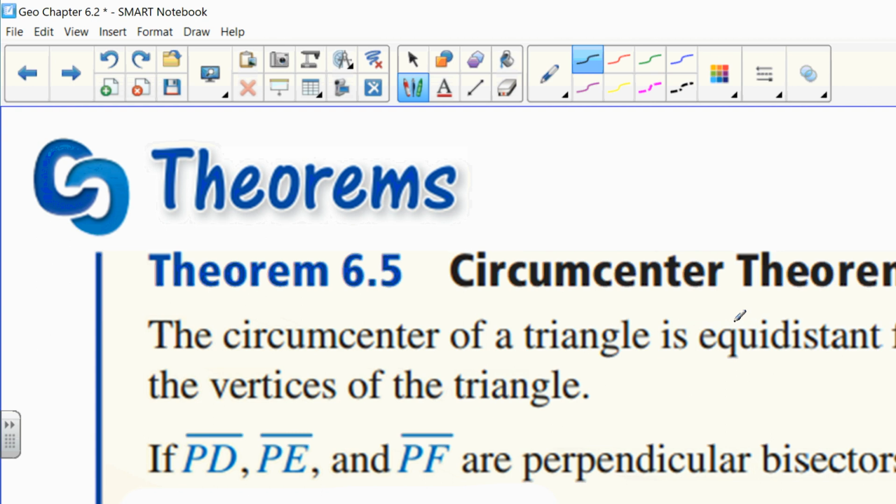And if it's going to be a circumcenter, it means that these lines here are perpendicular bisectors. So they cut the sides in half and form a right angle. And these sides are all going to be congruent. But the big part is that with the circumcenter, that point P is the circumcenter, and it's equidistant to the vertices, or to the angles. So that these three line segments here are going to be congruent to each other.